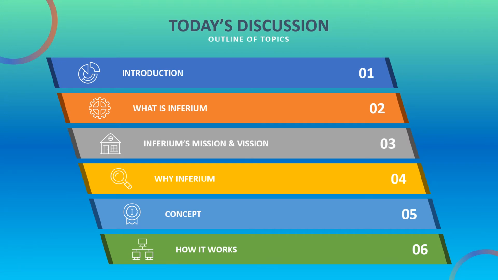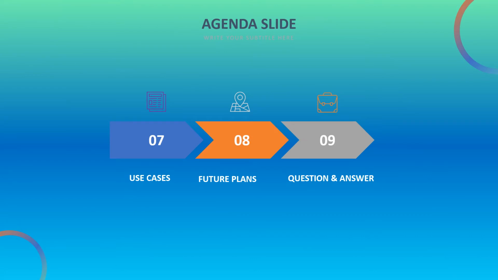In today's webinar, we're going to be discussing the real estate market, the overall market, which is an introduction. Then we'll head towards what Inferium is all about, its mission and its vision, and why investors start using Inferium, what the concept behind it is, and how it works. On the next slide, you will see the use cases and the future plans of Inferium. Lastly, at the end of the webinar, we'll have a Q&A session where investors can ask us any questions related to the Inferium platform or how this works. If you still have some doubts you would like to clear out, we can discuss that in this session.